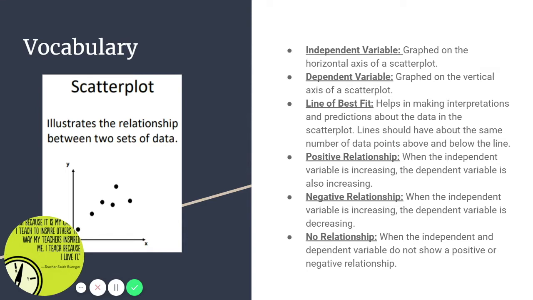Important vocabulary terms that we need to focus on for today are as follows: independent variable, dependent variable, line of best fit, positive relationships, negative relationships, and no correlation. These vocabulary terms will be discussed and illustrated for you throughout this week's lesson.